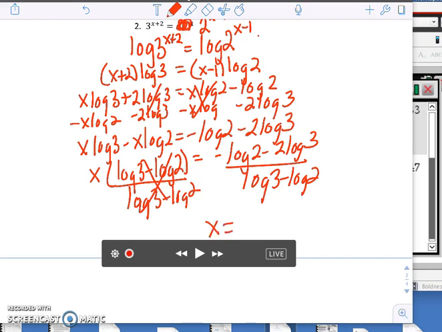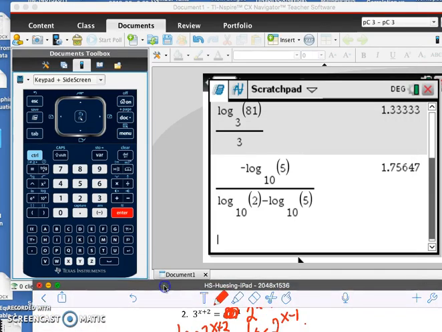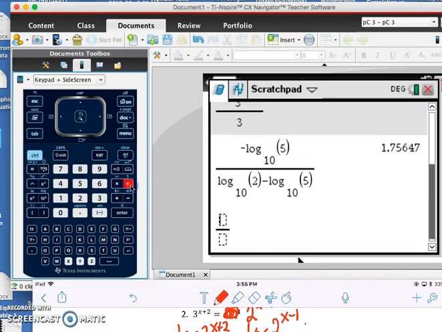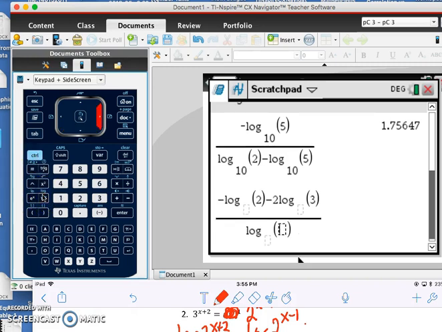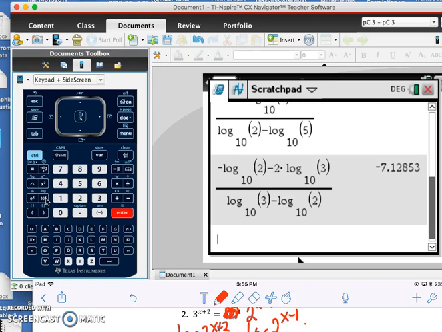So now it's time to type this massive thing into our calculators. So we have negative log 2 minus 2 log 3, and then we have log 3 minus log 2. We have negative 7.128.